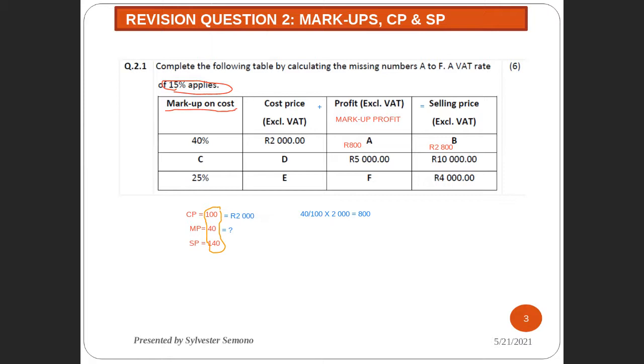Do you agree with me if I say for me to find D is very easy? Please find D for me. If my profit is 5,000 and my selling price is 10,000, please find D for me so that we can be able to calculate.